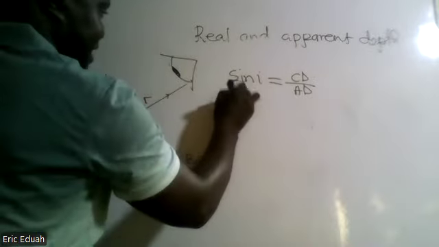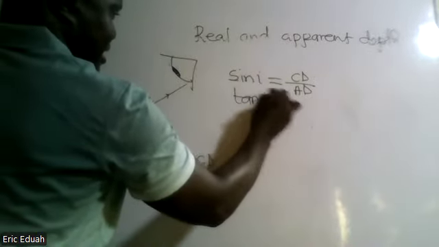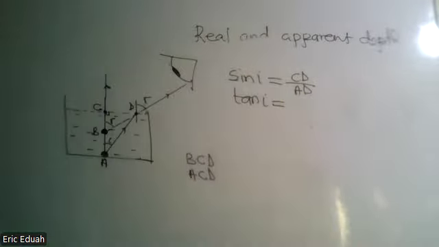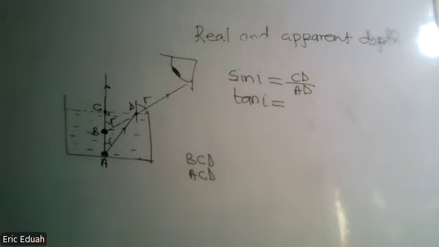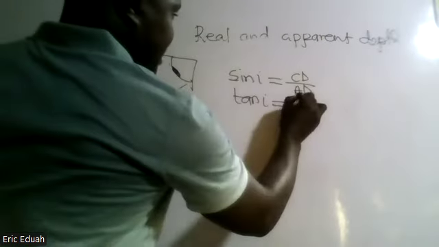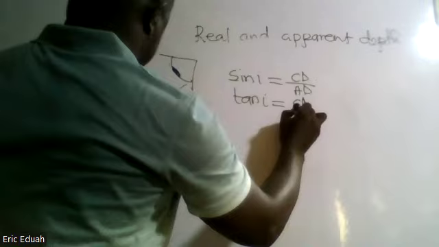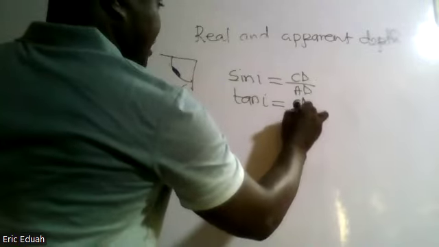Help me find tan I using the same triangle. Tan I, Elizabeth. CD over AC. Tan is opposite over adjacent. So CD over AC. Thank you.